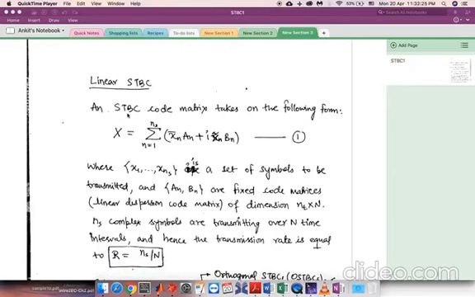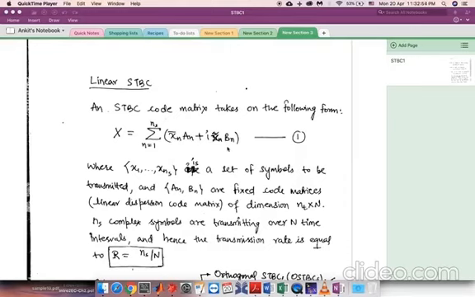The STBC, or I can say linear STBC, looks like this. This X is the STBC code matrix, denoted as capital X. It is a combination of the terms x_n bar A_n plus iota x_n tilde B_n, where x_1 to x_Ns denote the set of symbols to be transmitted.